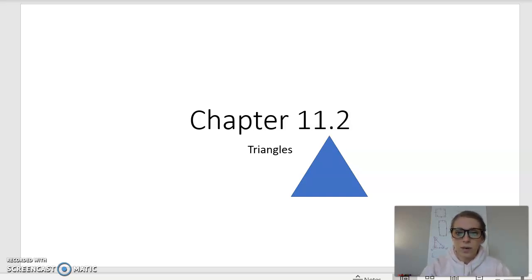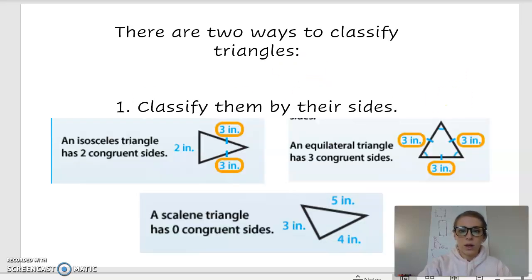Today we are going to be working on chapter 11.2, and today we are focusing solely on triangles. There are two ways to classify triangles. The first way I'm going to show you here: you can classify triangles by their sides. There are three different ways to classify triangles by their sides.